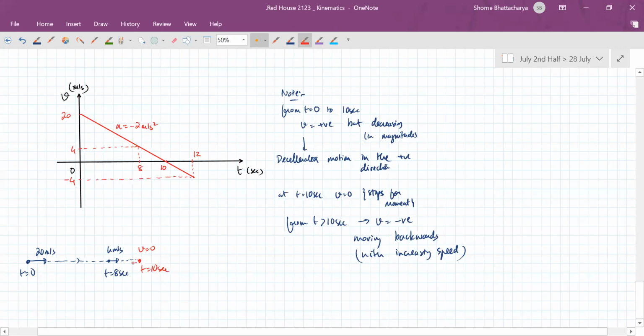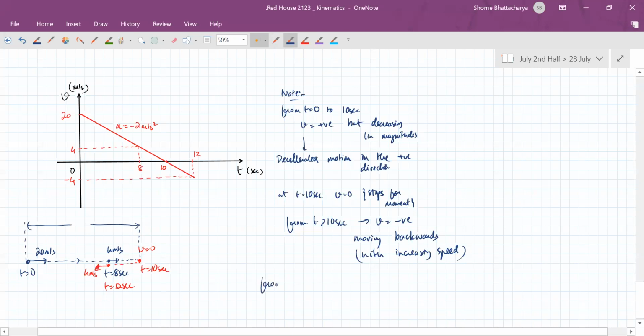But after that, what's happening is it's going backwards. It crosses this point again, but at 12 seconds, and this time with a velocity of minus 4 meters per second. So in my diagram, the arrow is showing that it's in the opposite direction. So now you can see that from here to here, this distance is how much we need to calculate.